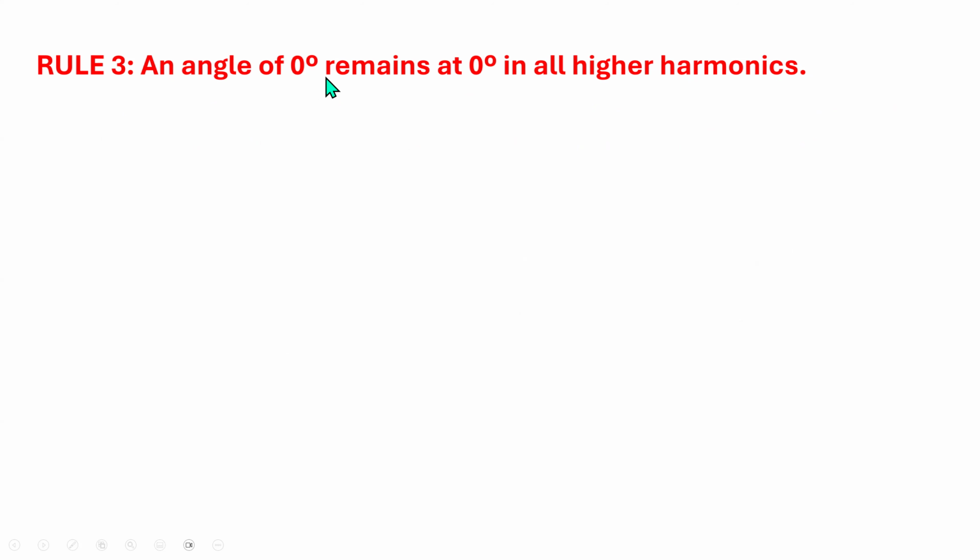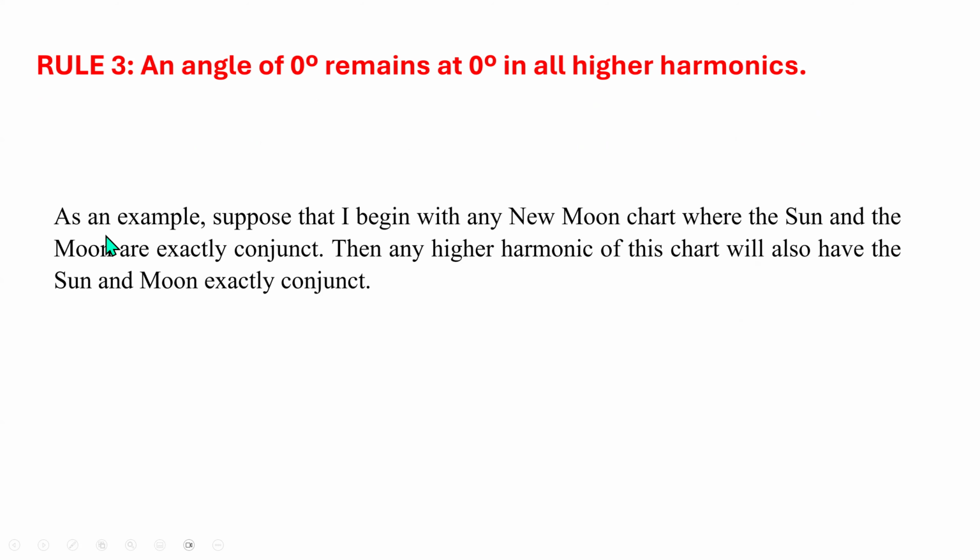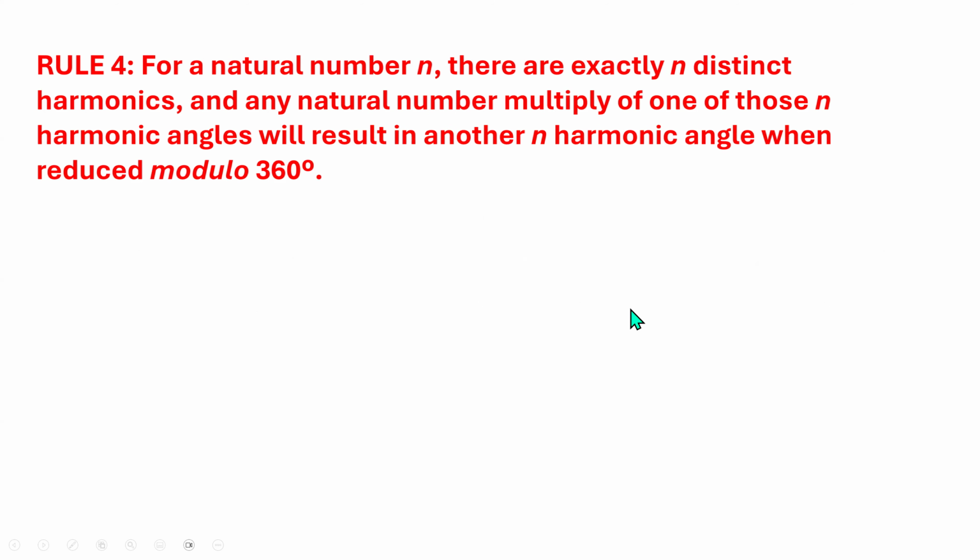Okay, rule 3. An angle of 0 degrees remains at 0 degrees in all higher harmonics. Very easy to prove, but also very useful. As an example, suppose I begin with any new moon chart where the sun and moon are exactly conjunct. So the separation between them is 0 degrees. Then any higher harmonic of this chart will also have the sun and moon exactly conjunct, because any harmonic times 0 degrees just gives you back 0 degrees. It's going to be a natural number times 0 degrees. All right. Next rule, rule 4.